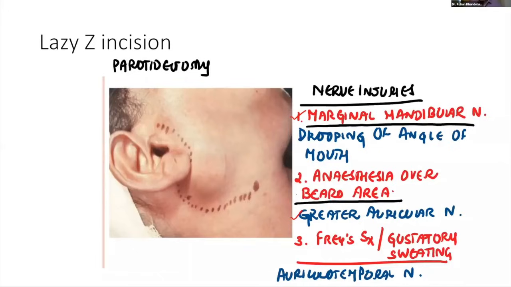And the nerve implicated in Frey syndrome or gustatory sweating. Gustatory sweating is after parotid surgery, when the patient eats food, there is sweating over the parotid region. That is Frey syndrome or gustatory sweating. And the nerve implicated is the auriculotemporal nerve. So one out of these three is definitely there in all the exams. You should know about these nerve injuries.